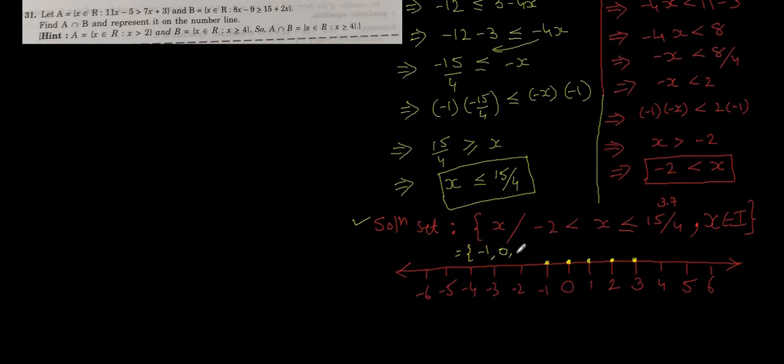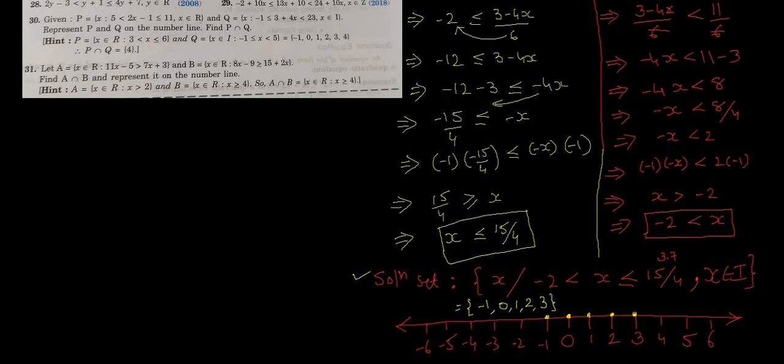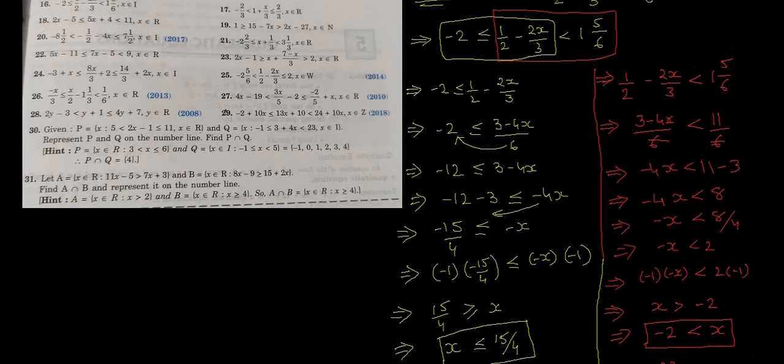Minus 1, 0, 1, 2, and 3. Got it? And this is how we put the numbers on the number line. I hope you understood this sum. Let us move on to another one.